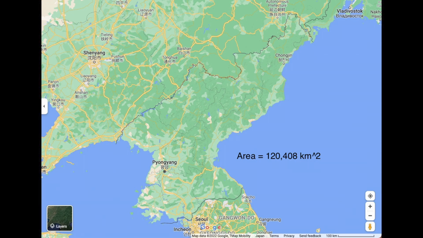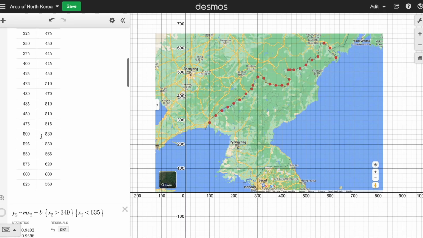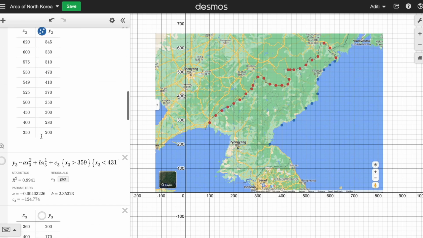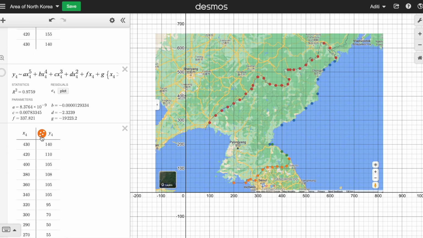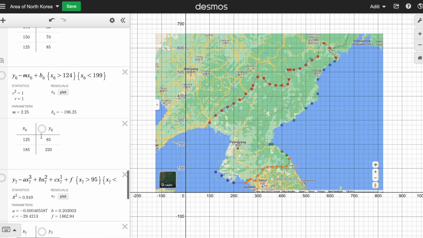The country has an area of 120,408 square kilometers, excluding the country's 130 square kilometers of water. I outlined the area on Desmos by plotting points that also excluded much of the water from the map.